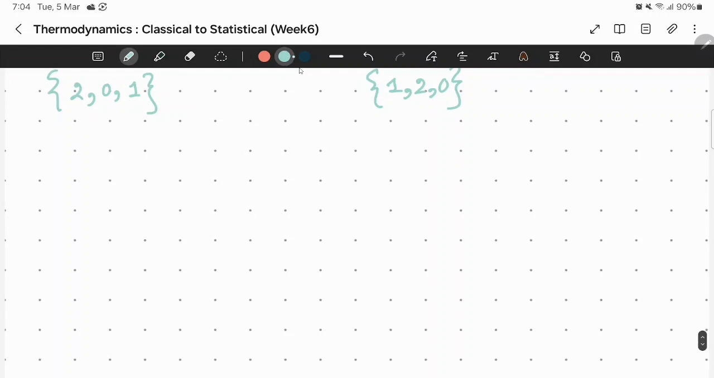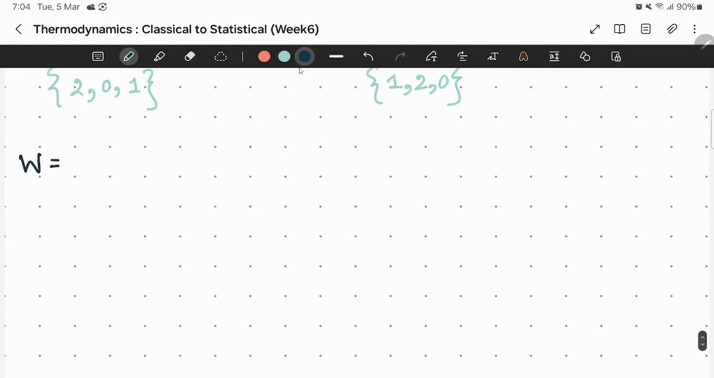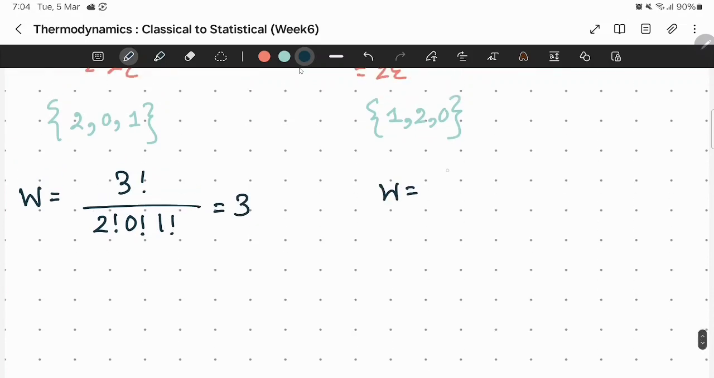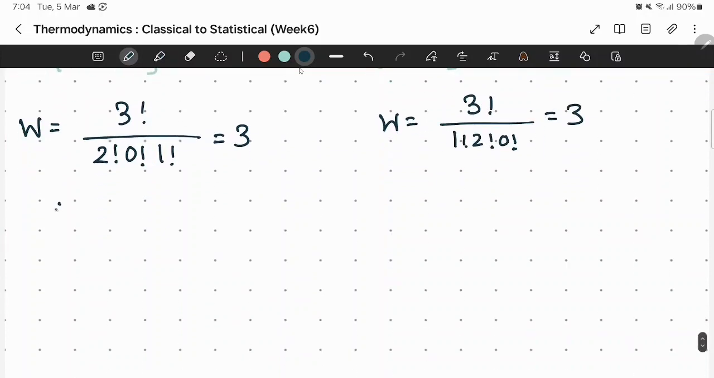So we just have to calculate the W. What will be W here? 3 factorial by 2 factorial, 0 factorial, 1 factorial. It's 3. And here again, it's 3. So total W will be 6.